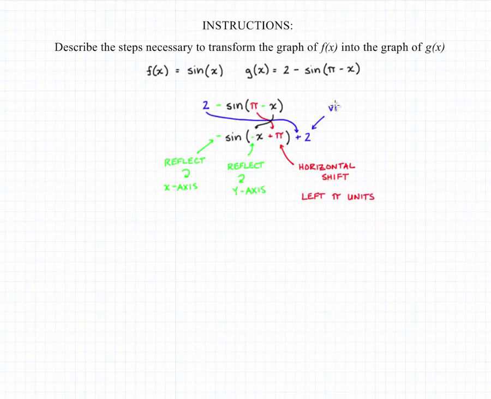And finally, by adding 2 to the entire function, we're causing a vertical shift to occur. So adding is going to cause that shift to be in the upward direction, and adding 2 means we're going to shift up by 2 units.